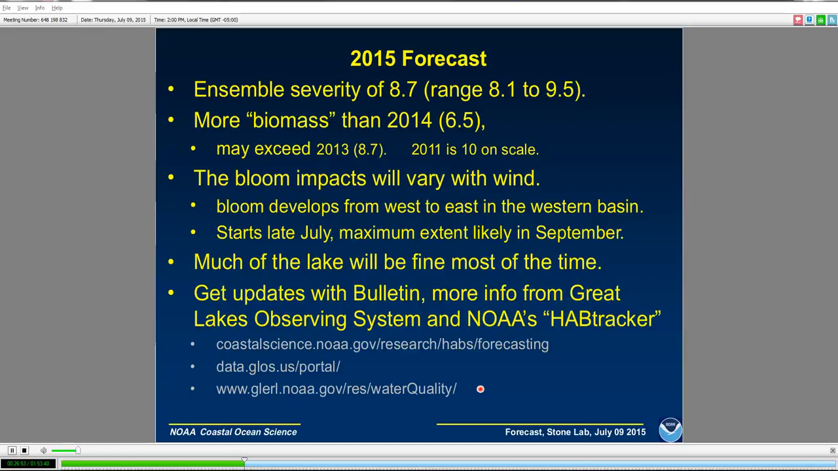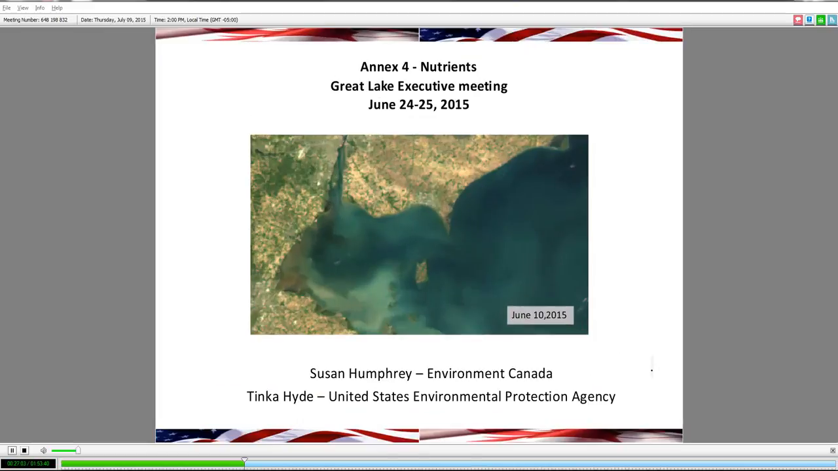Thanks very much, Rick. I should also add that just as we're very lucky to have the data on the loading from Heidelberg University, it was incredibly important for us to have Rick's model and the models of the others that he described in doing the ensemble forecast today for our work with Annex 4 to come up with the targets to address the harmful algae issue for both the U.S. and Canada. And with that, I'm going to invite up Tinka Hyde, the head of water programs for U.S. EPA Region 5 in Chicago.